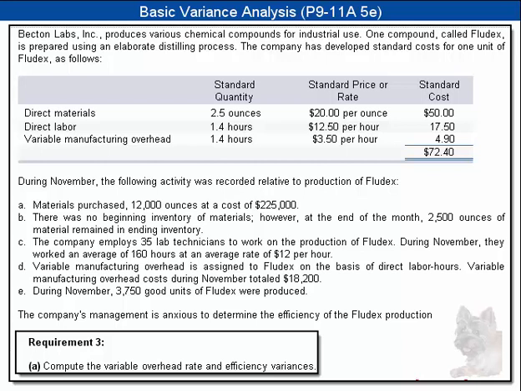Okay, next we take a look at requirement 3, which says compute the variable overhead rate and efficiency variances. So again, what we need to remember is standard quantity is 1.4 hours, $3.50 per hour for a total standard cost of $4.90. They told us that total manufacturing overhead is based on direct labor hours, and the manufacturing overhead cost during the month of November was $18,200. Keep in mind, 3,750 good units were produced. So let's go take a look at that solution now.